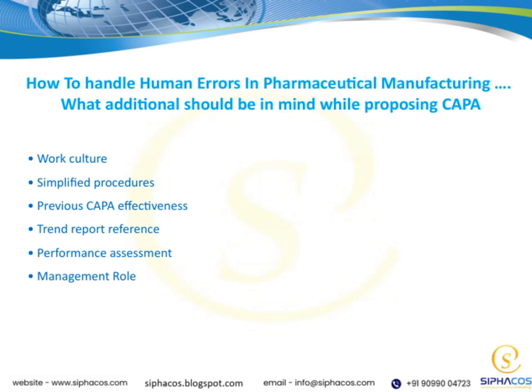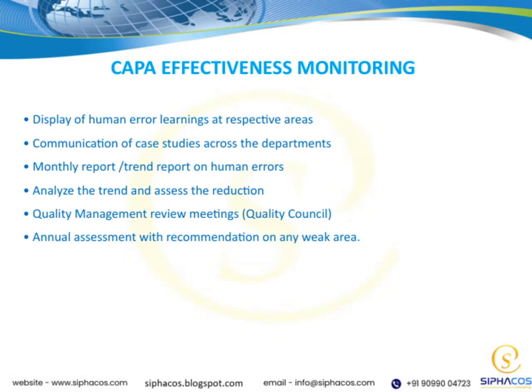Finally, when proposing CAPA strategies, always keep in mind additional factors like the root cause analysis, the practicality of solutions, and the sustainability of corrective actions. Remember, addressing human errors isn't just about fixing the immediate issue, but fostering an environment that minimizes future risks and supports ongoing quality and safety. Now, let's look at some key strategies we use to monitor and improve CAPA effectiveness.